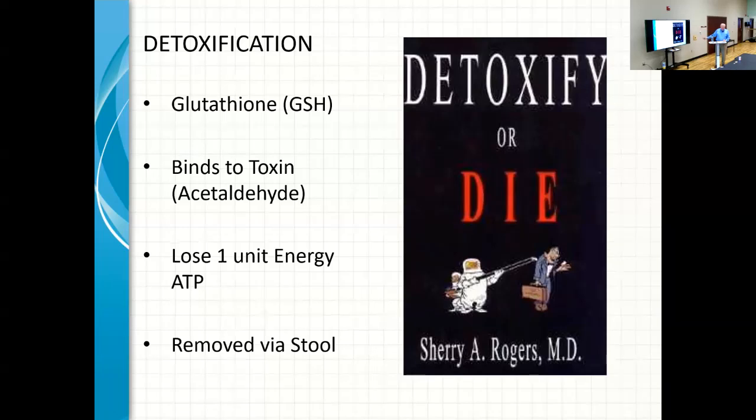when you go. The problem is that you wind up losing 1 unit of glutathione, but you also lose a unit of ATP, adenosine triphosphate. In your cell, that's a unit of energy. So that's part of the problem, that the more toxins you have to remove from your body, the more you have to keep replenishing glutathione.